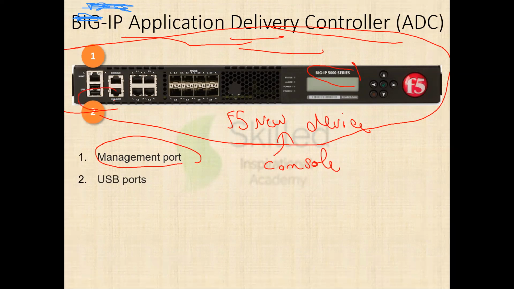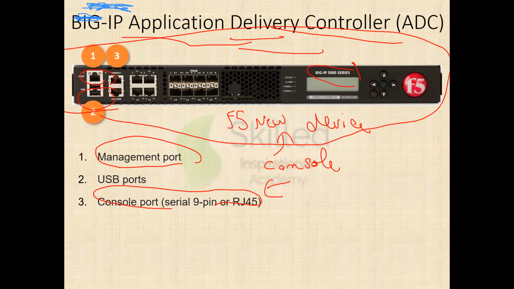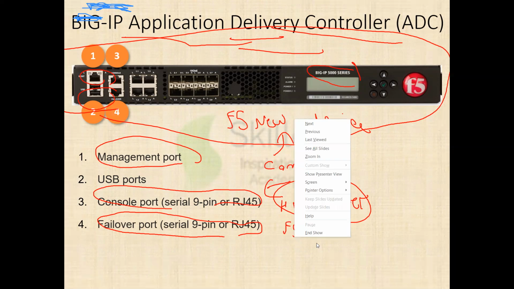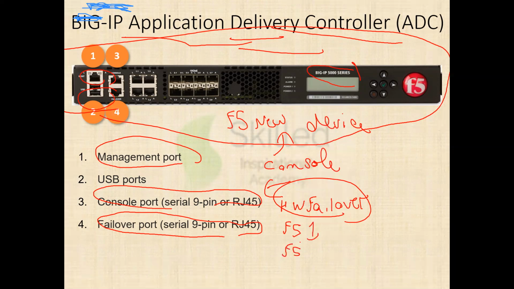After that, there is a USB port. There is one management port and a USB port. Then there is a console port where you will connect your laptop, either serial 9 or RJ45. Then there is a failover port. If you're using hardware failover, you use this port, which is called the failover port. We have F5.1 and F5.2. Both will connect with each other through the failover port, back to back.